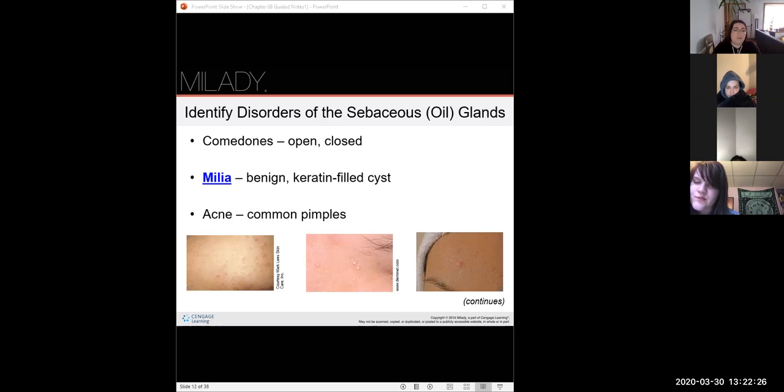Acne, common pimples or papules, if they get red and inflamed, they're pustules, keep that in mind. But it's chronic inflammation of the sebaceous glands. Cool, that have bacteria mixing in with those oils to cause breakouts. Awesome.